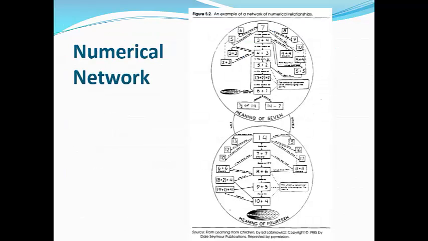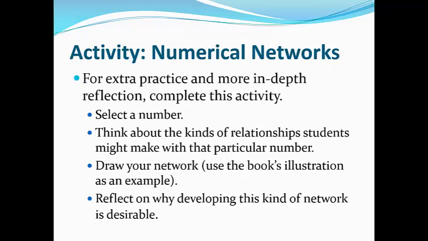Here's an example of a numerical network from the textbook. As you can see, it looks at the meaning of 7, and within that top circle, there are many, many different representations of 7. So we can think about 7 in lots of different ways. Even doubling 7, then we can think about 14. This network could be expanded, and this is not something that we're trying to get children to memorize, but it is something that represents how we want them to be able to think about number.